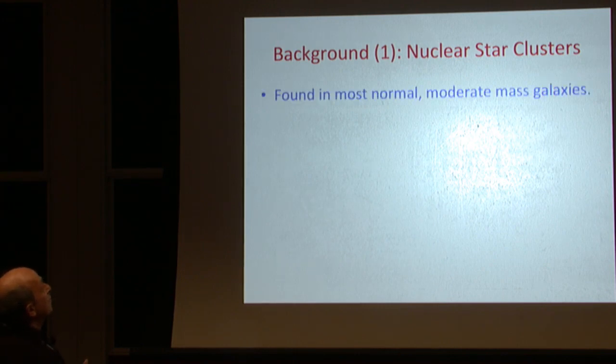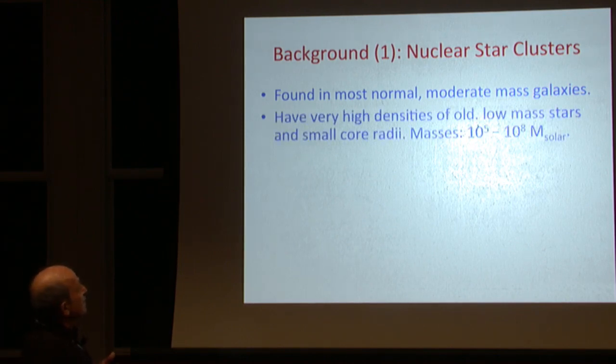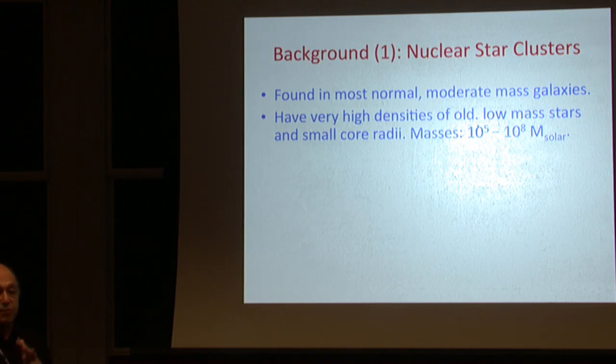So the background is nuclear star clusters. We see them everywhere. They're found in most normal, moderate mass galaxies. So they're not unusual. We're depending on something unlike direct collapse, which is directly observed everywhere in normal galaxies. They have very high densities, which include old, low-mass stars, small core radii, and masses ranging from 10 to the 5th to 10 to the 8th solar masses. That's observed fact.